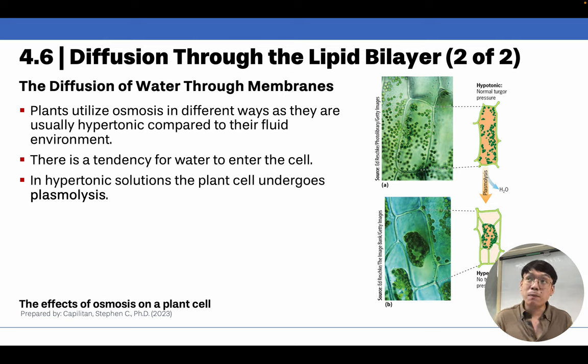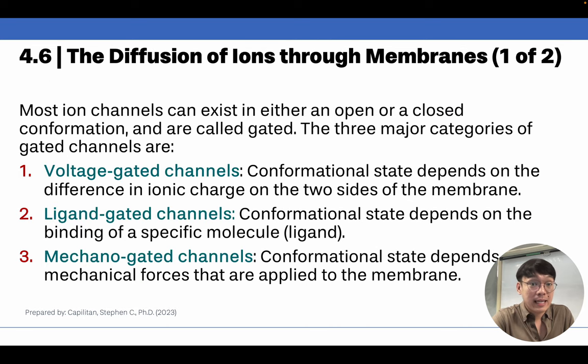So that's why you will see that plants typically have large vacuoles, which are storage for water. In letter B, if the plant cell is placed in a hypertonic solution, such as seawater, the cell loses water, and the plasma membrane pulls away from the cell wall. So again, in hypertonic solutions, such as seawater, salt water, the plant cell undergoes plasmolysis.